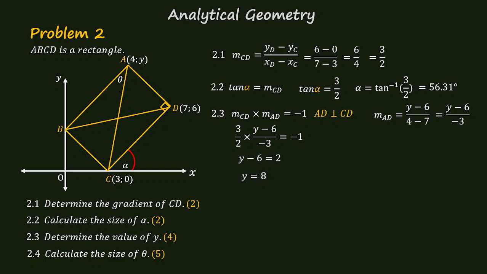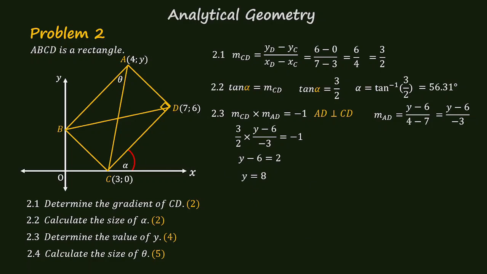Therefore, the value of y is 8, by using the understanding of the product of their gradients, because the two straight lines are perpendicular to each other. And how do I know that? I'm given a 90 degrees here. Even if I wasn't given a 90 degrees angle, I would know that this is a rectangle, and the angles of a rectangle are all 90 degrees. Therefore, AD will be perpendicular to CD. I use that understanding to arrive at the value of y, which is equal to 8.